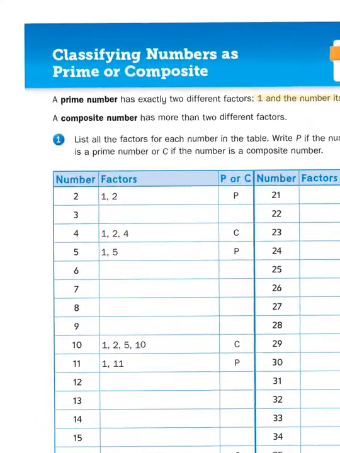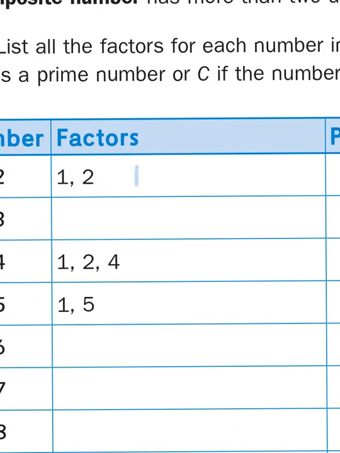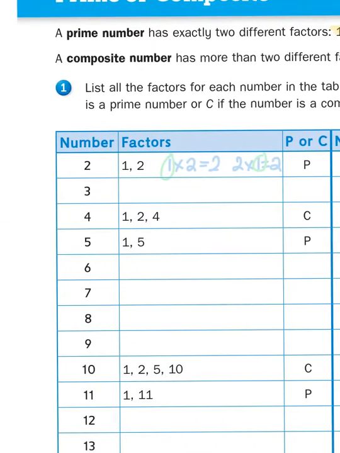For example, right here, the number 2 only has two factors, 1 and 2. That means I can multiply 1 times 2 to give me 2, or I can multiply 2 times 1, and that also gives me 2. Since the 1 over here is the same as the 1 over here, I don't have to repeat that factor twice, so I'm not going to count 1 twice and 2 twice. I just have two factors, 1 and 2. So that means that 2 is a prime number. There's no other way to multiply two whole numbers to get to 2.